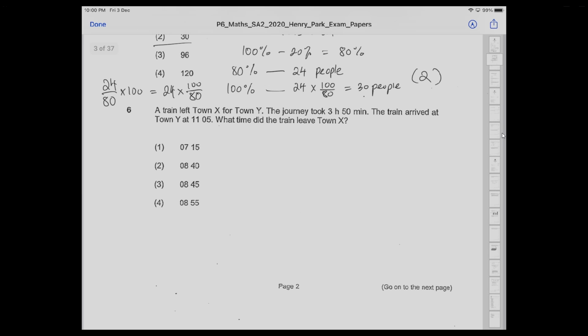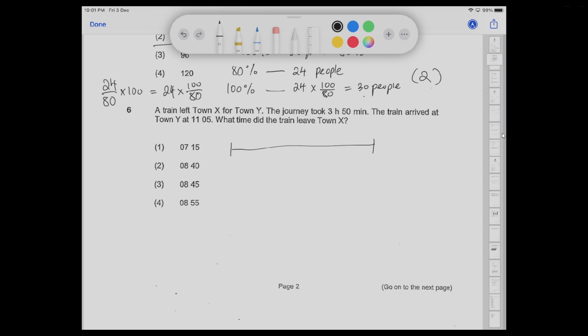So let's move on to question 6 here. A train left town X for town Y, and this question is about time. What we want to do in these questions is draw a graph like this to simplify our thought process. It arrived at town Y at 11:05, and it took 3 hours and 50 minutes. We want to split up this 3 hours and 50 minutes into smaller chunks that make the calculation easier, because we want to find what time the train left town X. This is the big mystery here.